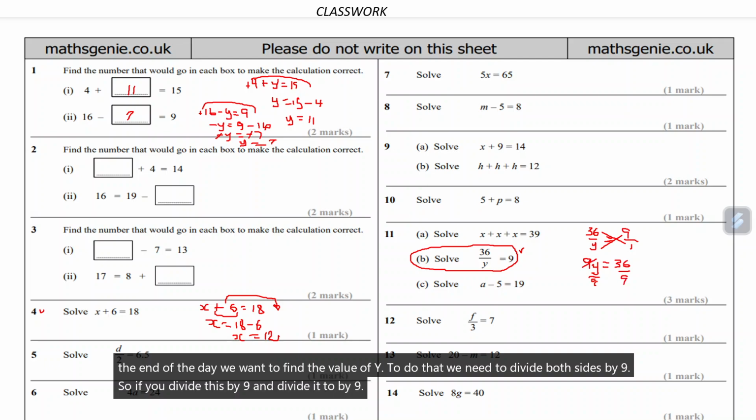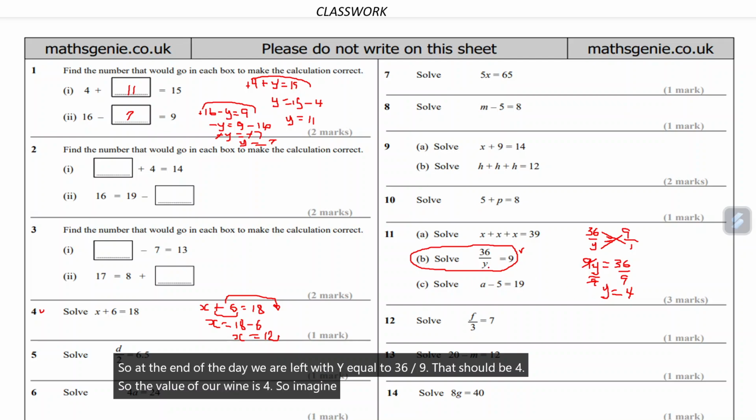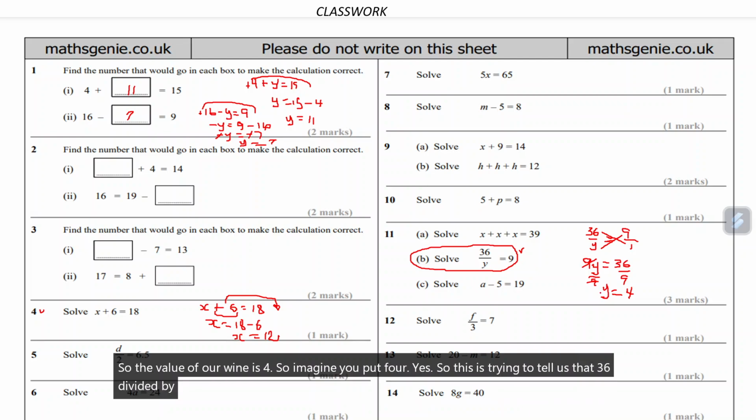So at the end of the day, we are left with y equal to 36 divided by 9. That should be 4. So the value of our y is 4. So imagine you put 4 here. This is trying to tell us that 36 divided by 4 is equal to 9, which is correct. I love maths.